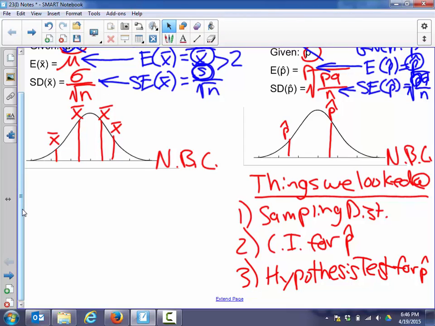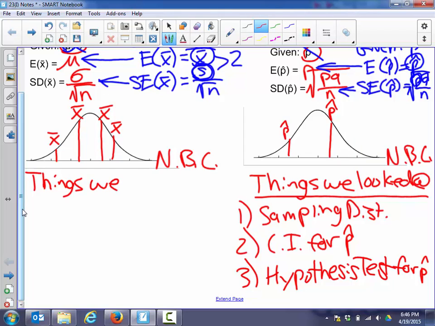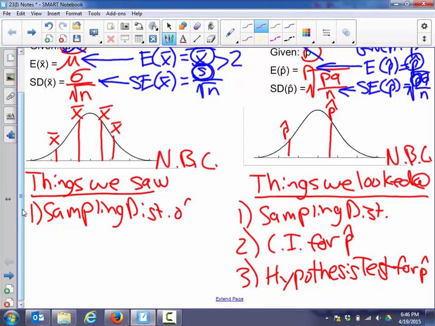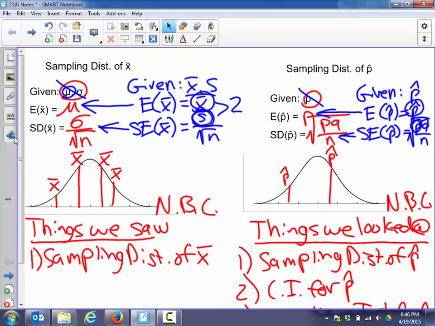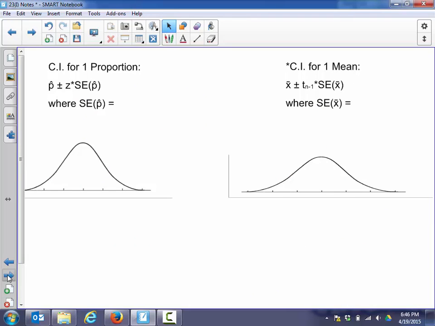So if you look back with me real quick, when we talked about sample proportions, we built the following. Let's just write things we looked at. Okay, we saw, first of all, a sampling distribution, which we've kind of built just above what we're writing now. We saw a confidence interval for p hat. We saw a hypothesis test for p hat.